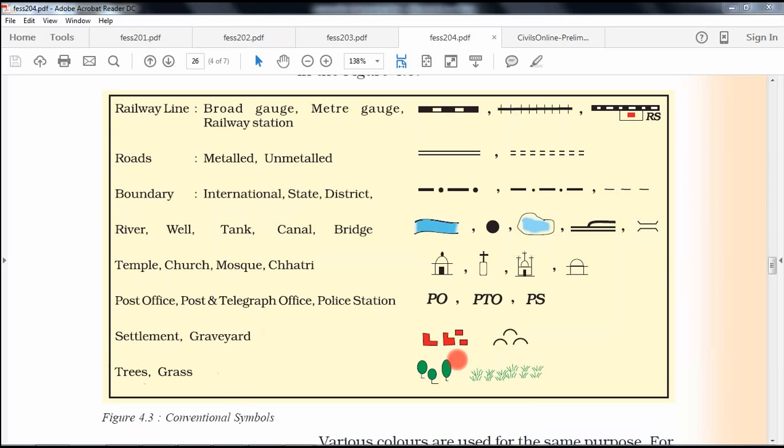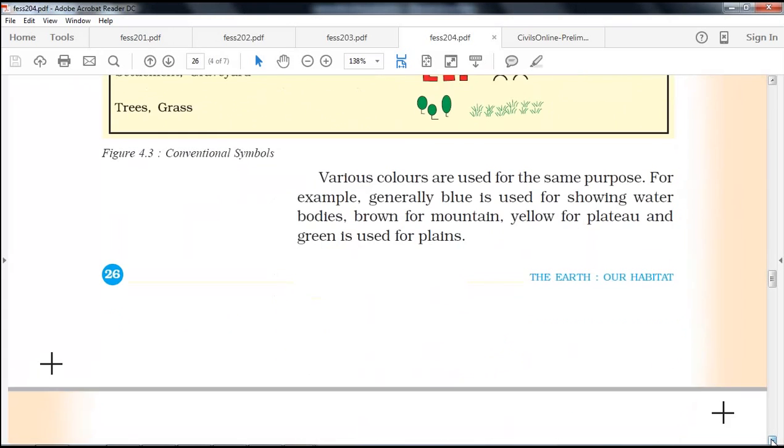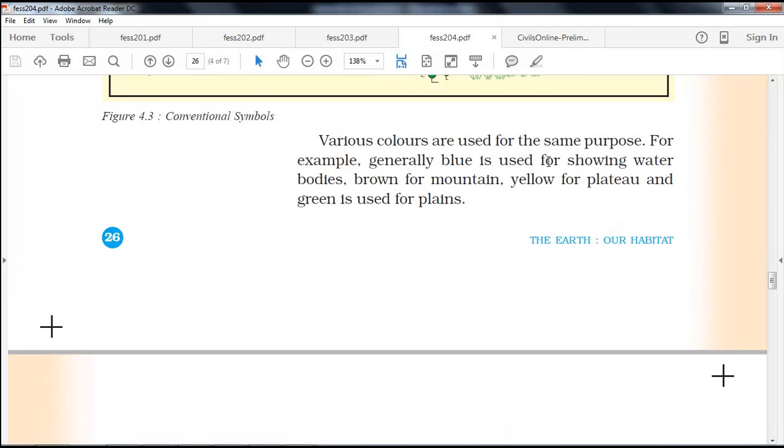And then you have trees and grass. Trees and grass are represented like this. Generally by convention, trees and grasses will be represented in green color. Water will be represented in blue color. So by looking at these symbols, we will get to know what these objects are. Apart from these, we have other conventional notations: blue, as I told you, is always used for water, brown is for mountains, yellow is for plateau, green is used for plains regions.